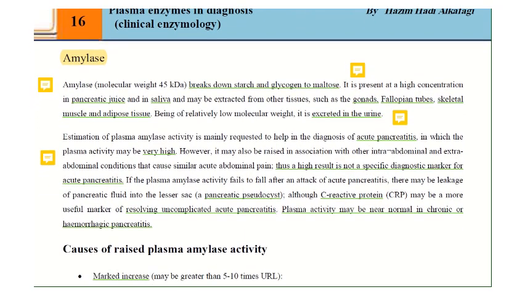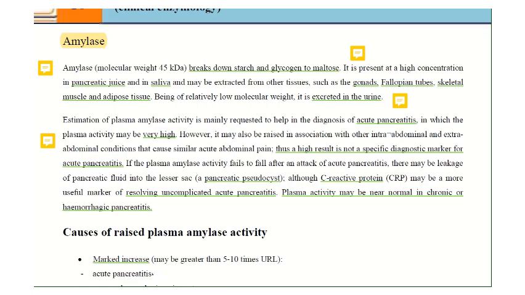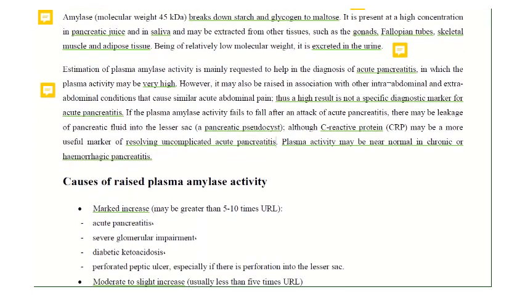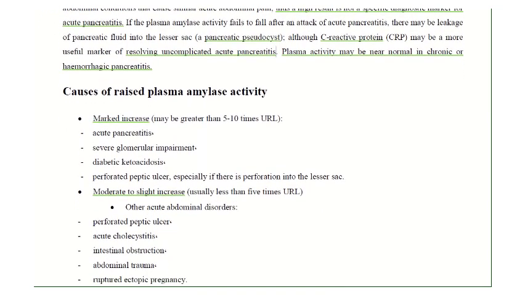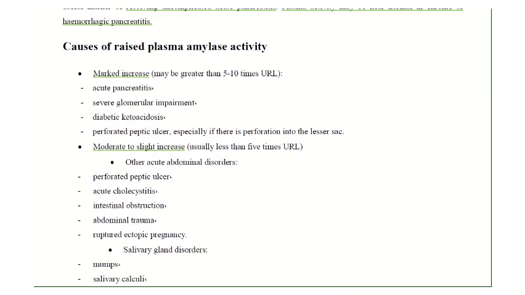The causes of raised plasma amylase activity. أكو marked increase اللي هو may be greater than 5 to 10 times URL في حالات acute pancreatitis, severe glomerular impairment, diabetic ketoacidosis, perforated peptic ulcer, especially if there is perforation into the lesser sac.